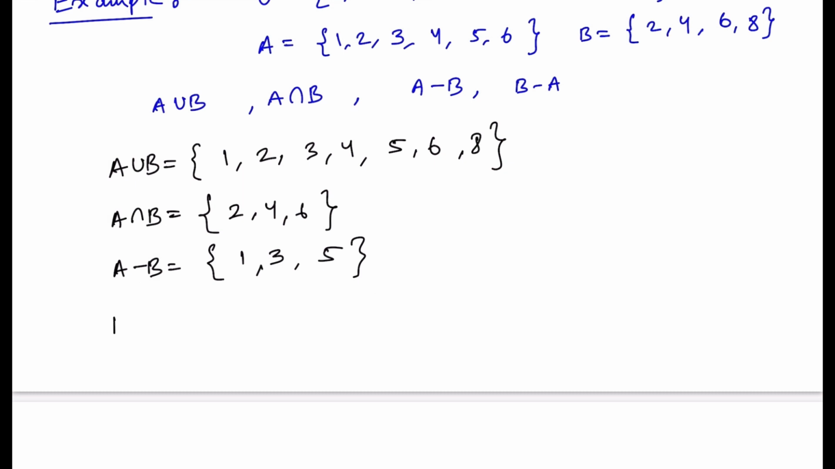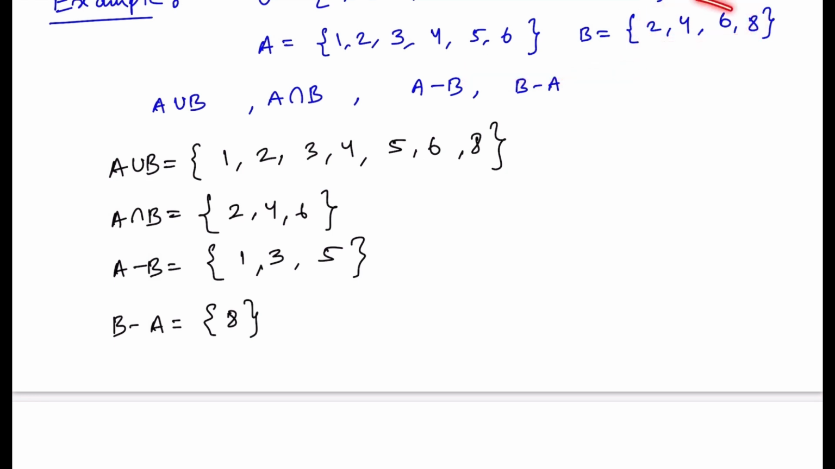Then we have to write B minus A. What is B minus A? B minus A is a set of elements that belong to B but not A. So what are the elements that belong to B but not A? That is only 8. 8 is the only element that belongs only to B. But these 2, 4, 6 elements also belong to A.